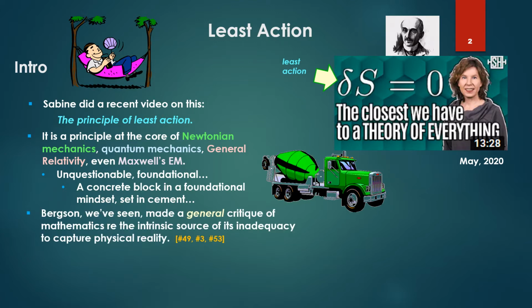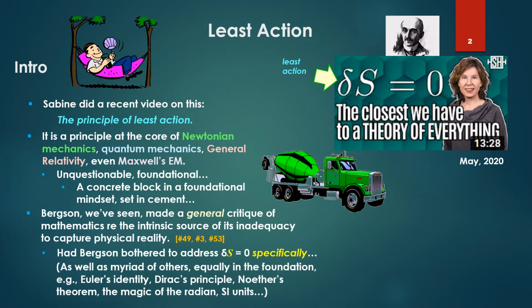Bergson, we've seen, made a general critique of mathematics as far as the intrinsic source of its inadequacy to capture physical reality. Had Bergson bothered to address the principle of least action specifically, as well as a myriad of others equally in the foundation, for example, Euler's identity, Dirac's principle, Noether's theorem, the magic of the radian, SI units, he would have spent a long time discussing. But it's worth it to show that his general critique was applicable to all these things.